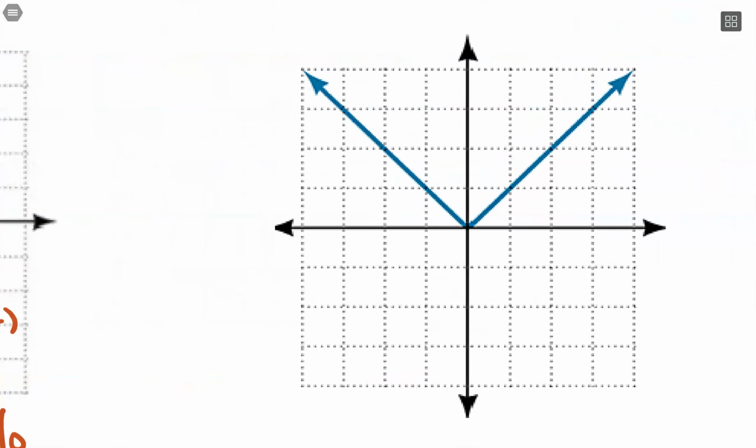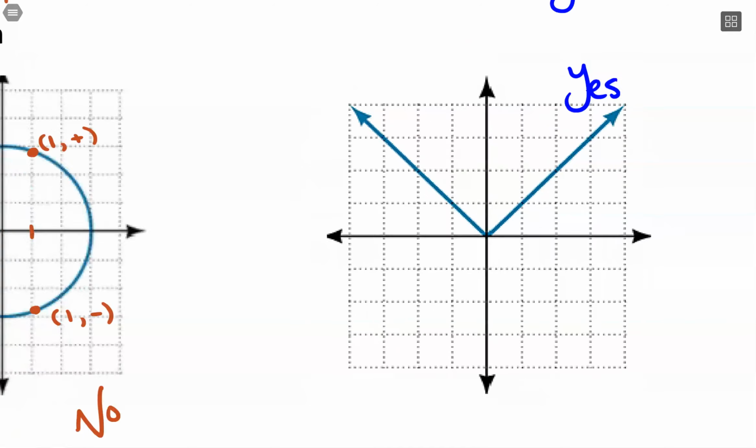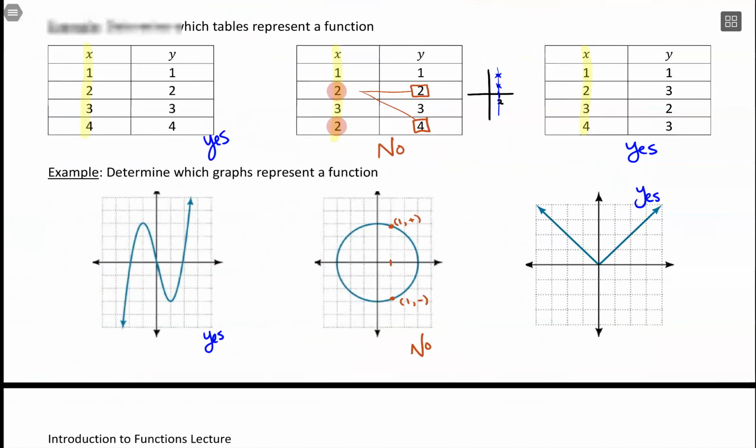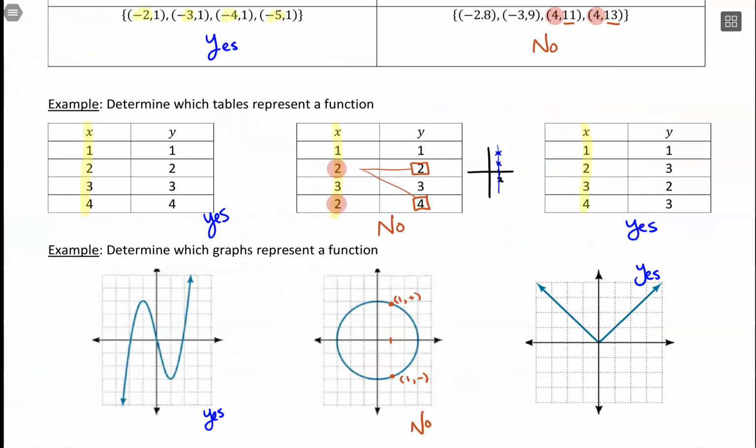And then our last case here, again, just kind of looking across the x-axis and recognizing that I only have one output for every single input. So that right there is a function. So that's the general idea of how functions operate and how we can recognize them from coordinates, tables, and graphs.